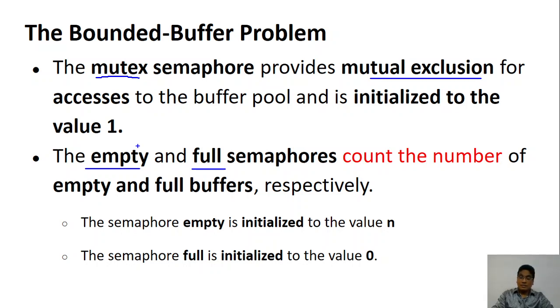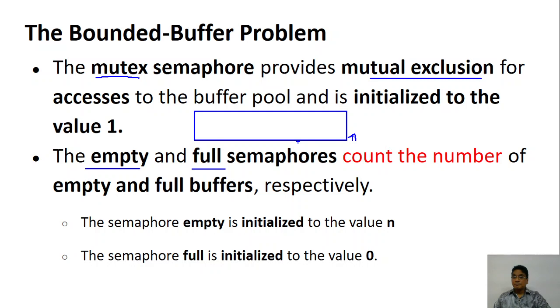In the initial state, the buffer is completely empty. If the size of this buffer is n, then when you start the process, the buffer is empty. So what will be the value of empty? Empty will be equal to n. That means there are n empty slots available for the producer to produce an item and put into these n vacant places.